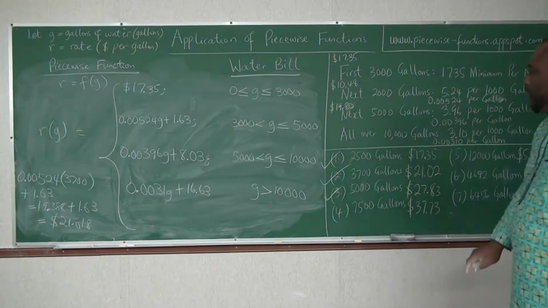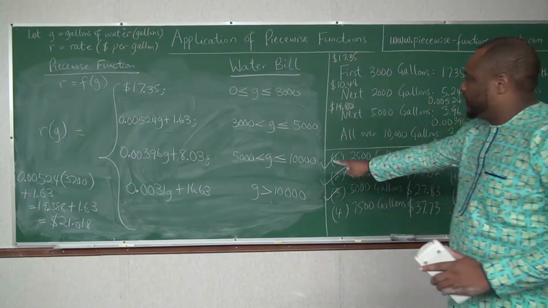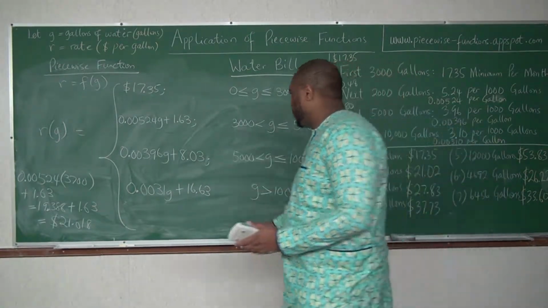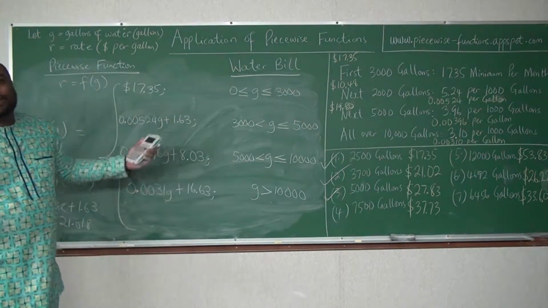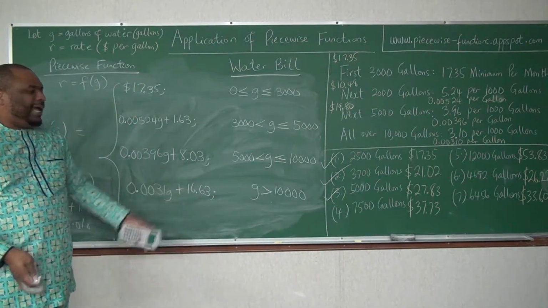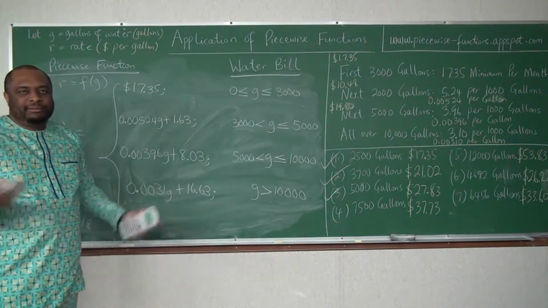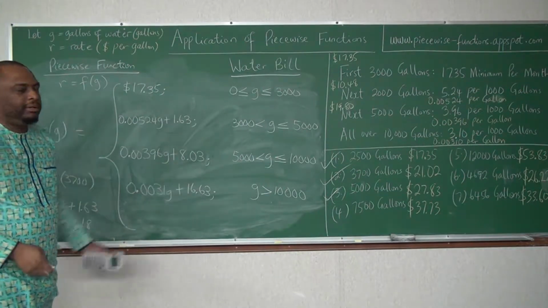Okay, we got $27.83. For 7,500 gallons, what piece does it fall in? It falls in this piece right here. Remember, this is a semicolon. You just put a semicolon. Some people don't put anything. If you like, you put a semicolon just to show the end of it. If you like, just leave it. But it's normal, we use a semicolon.